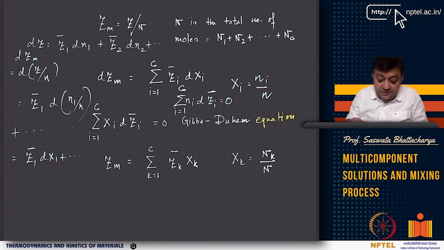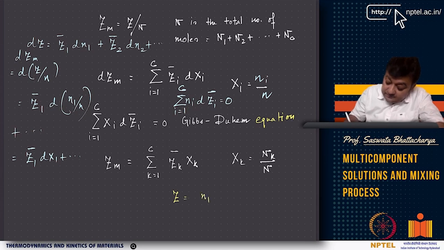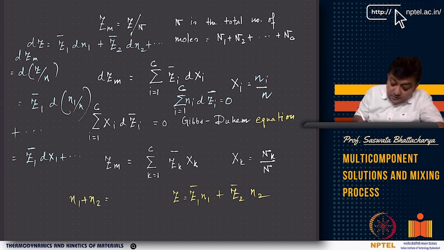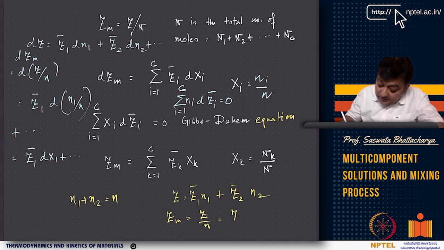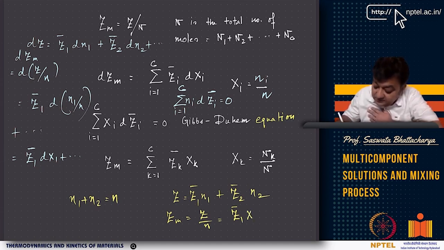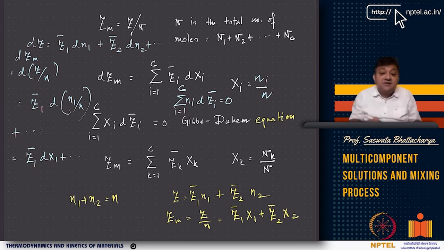Right? And again, Zm can be written in terms of Zk bar. So you have n1 Z1 bar plus n2 Z2 bar and so on. And if I divide by N again, Z equals Z1 bar n1 plus Z2 bar n2. So if I take binary, n1 plus n2 equal to N. So Zm, which is equal to Z by N, equals Z1 bar. See, it's already partial molar property per mole, right? And this will be multiplied by N1 by N, which is basically x1, plus Z2 bar x2, right? These are very, very important relations, okay? When we talk about molar free energy, we have already shown it in the tangent construction.